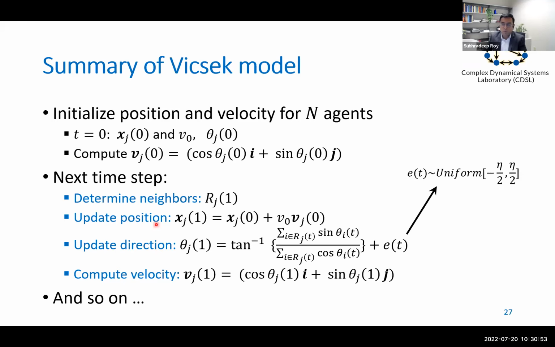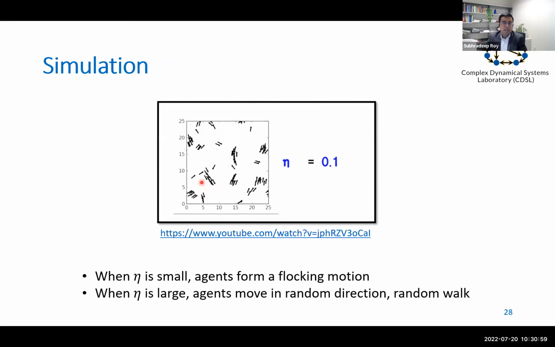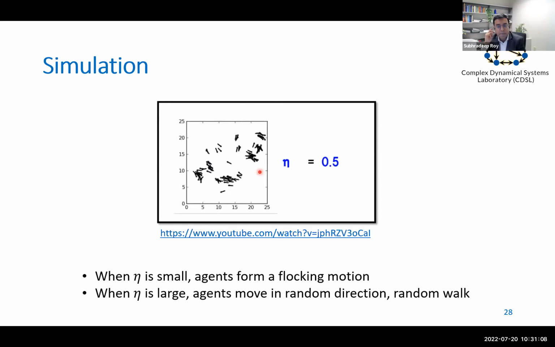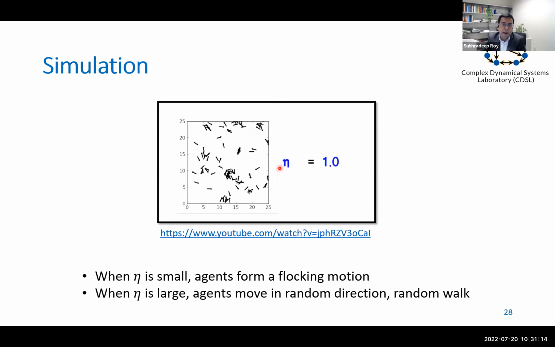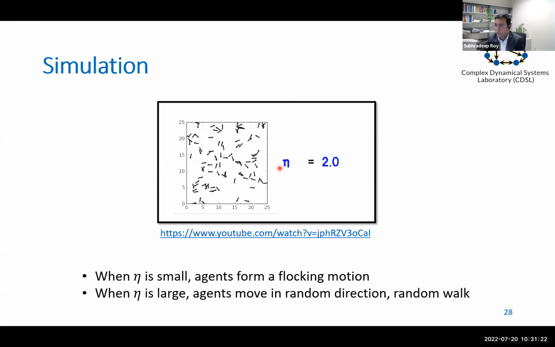Now let me show you what the simulation looks like. Here is an example simulation. I'm taking this from the YouTube link over here. We're going to show our simulation later, but here, just to give you a quick idea how the simulation looks like. Here, eta is the noise intensity, and it's the tuning parameter. If we start with a small value of eta, meaning there's less measurement noise in the system, we see nice flocking behaviors.